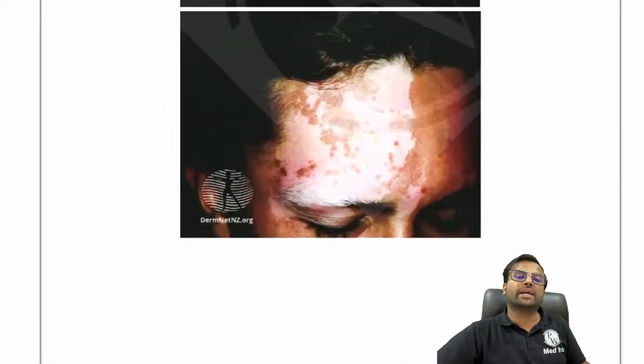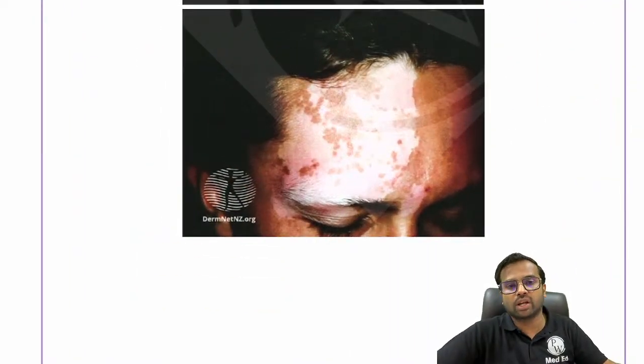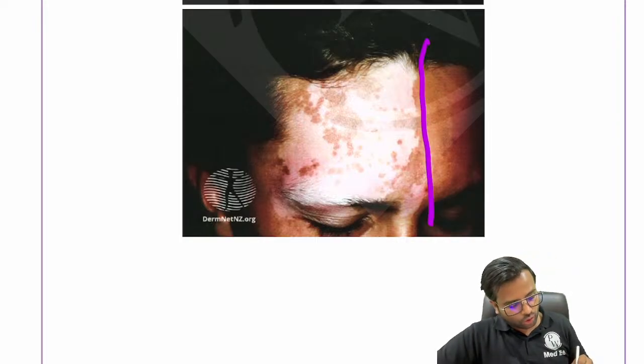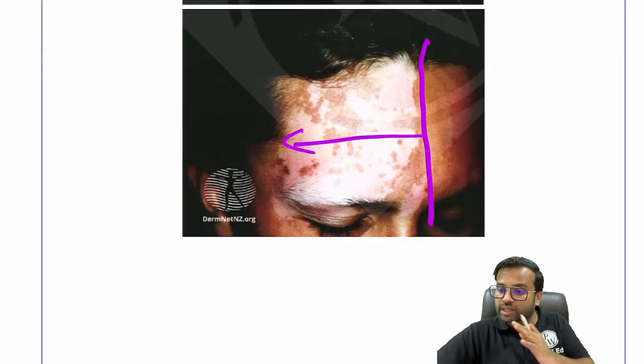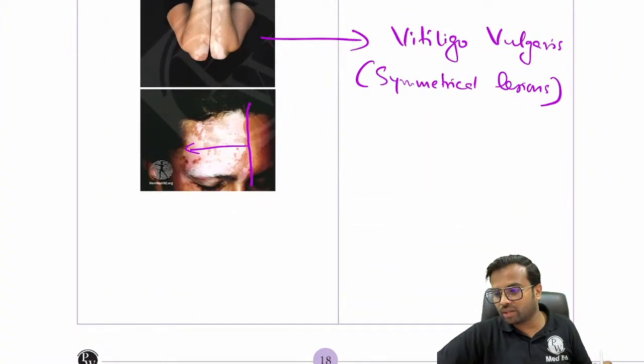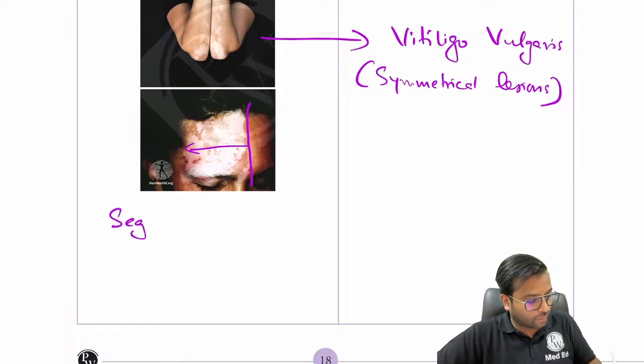What if you get an image like this for your exam, where there is a depigmented lesion, but I can clearly draw a line like this in the midline because the vitiligo lesions are not crossing the midline? What is this? This is very good, segmental vitiligo.